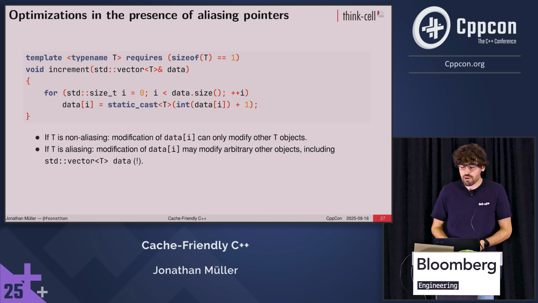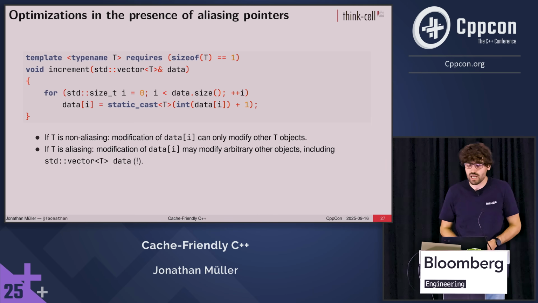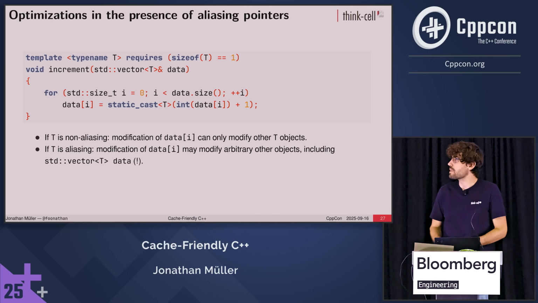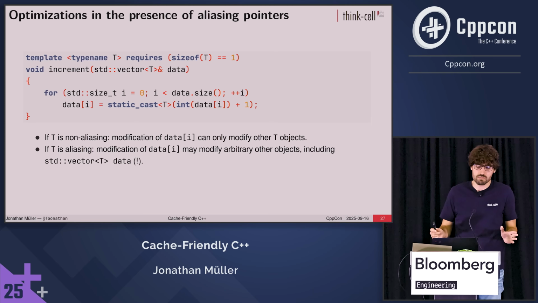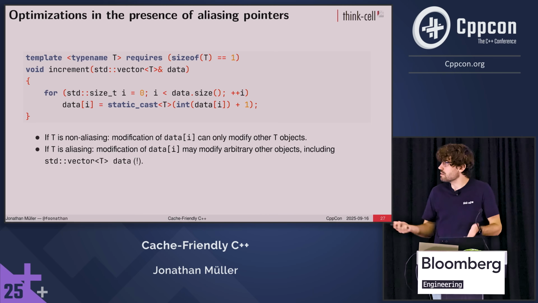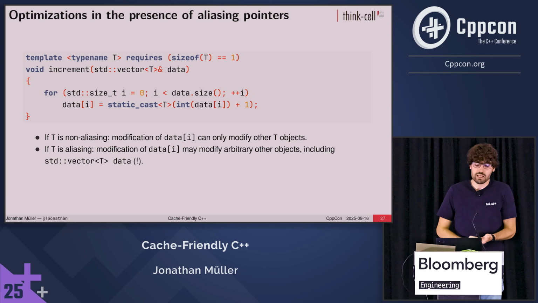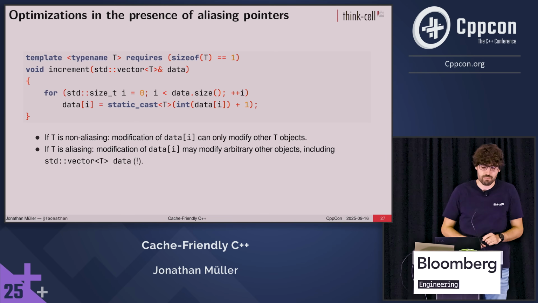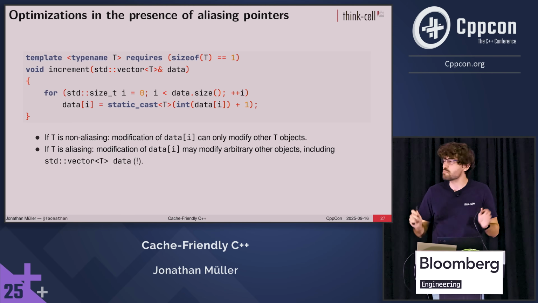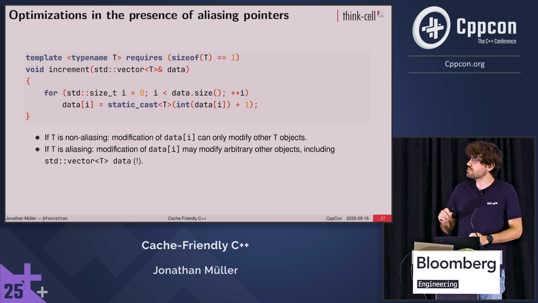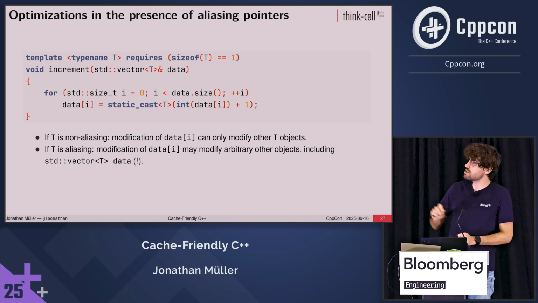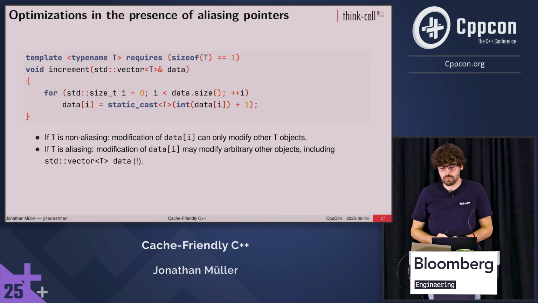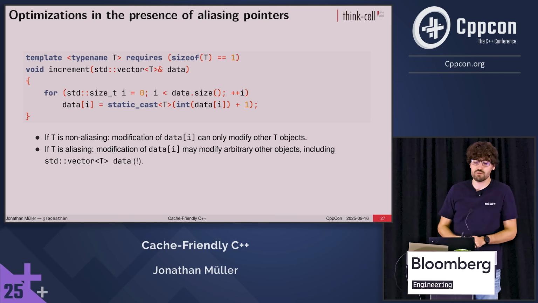Now what this means for generic code is that if T is a non-aliasing type and we modify data[i], this can only modify other T objects. So that's all good. However, if you have an aliasing type, then the modification of data[i] may modify anything in memory. And the vector<T> is something that is somewhere in memory. So the optimizer has to assume that modifications to data[i] may modify our vector. And in particular, it may modify the size of the vector.